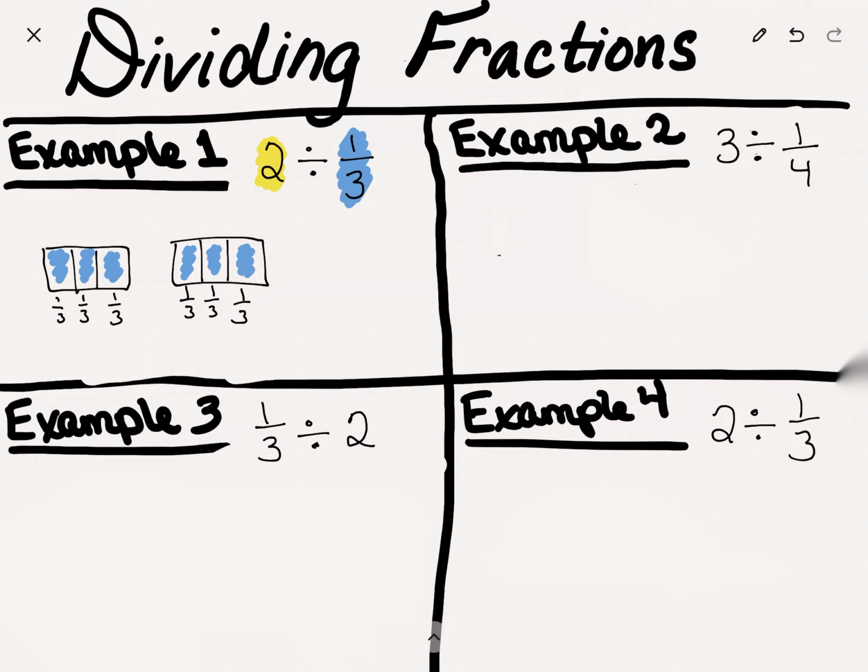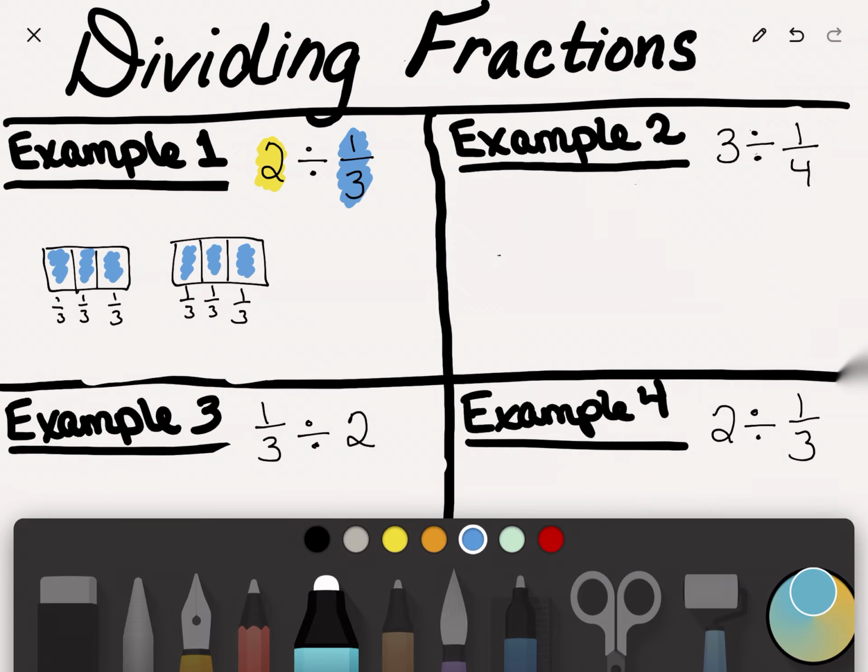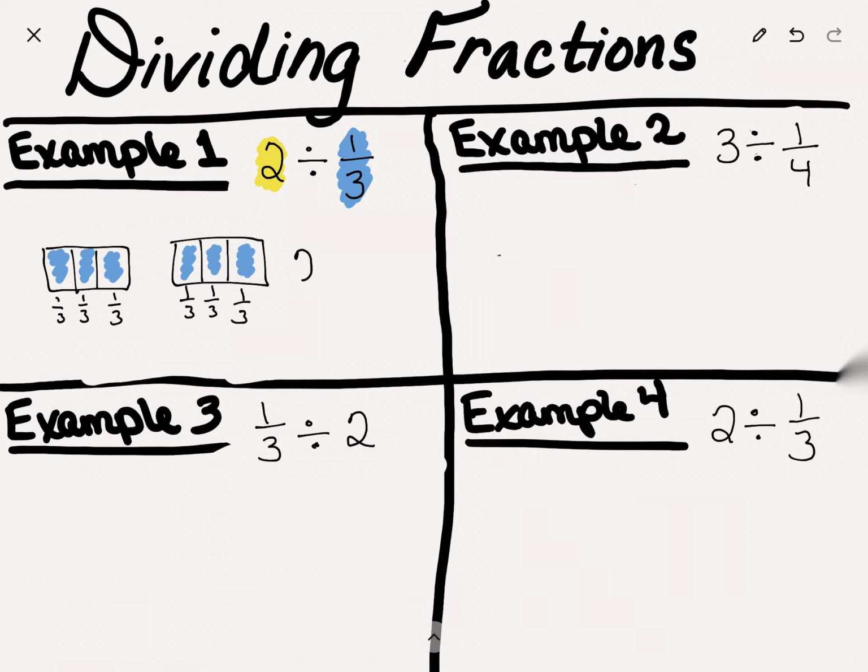As a matter of fact, we can see that there are 2 wholes, and in each one there are 3/3, which means the answer is 6. So 2 divided by 1/3 equals 6. Because there are 6 1/3 pieces in 2 wholes.